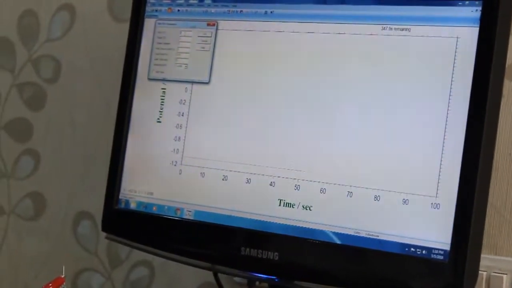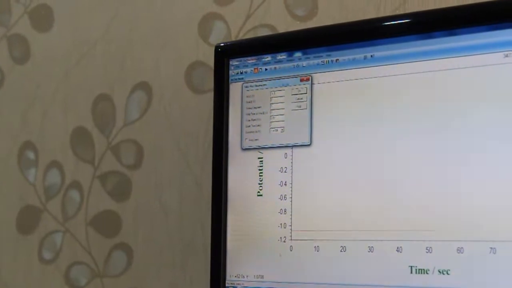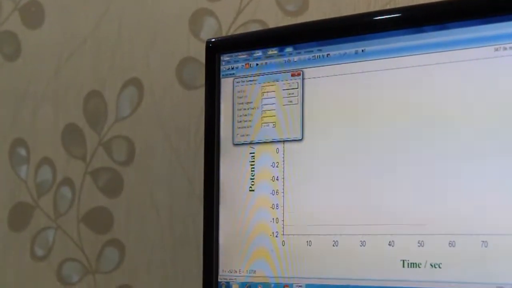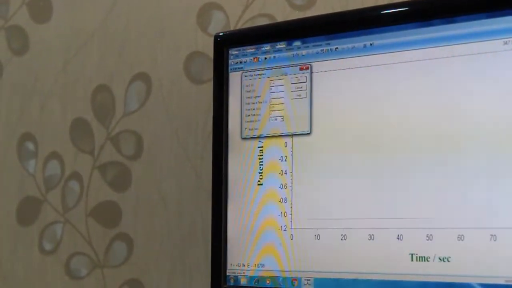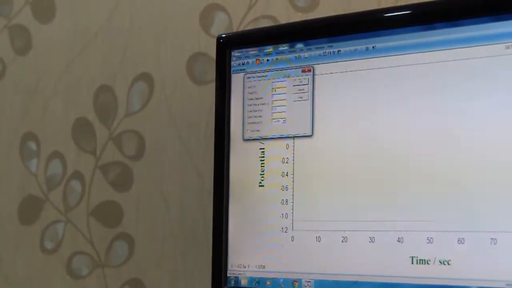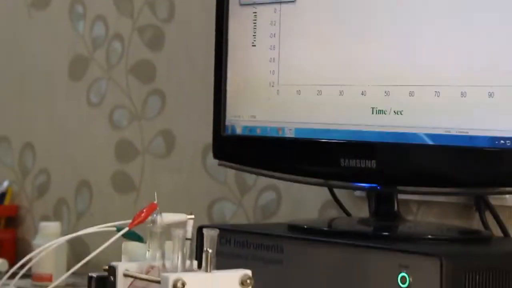That is my initial. I say initial is minus 1.2, meaning I am taking the most negative potential, and I am coming to minus 0.8 volt.